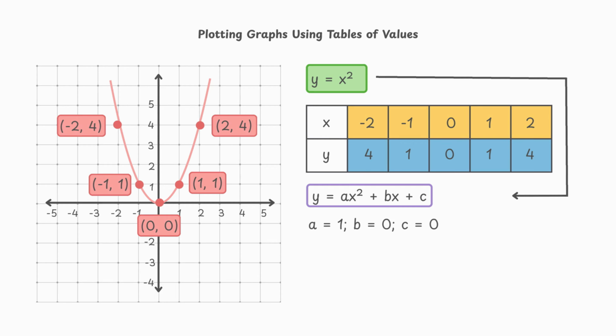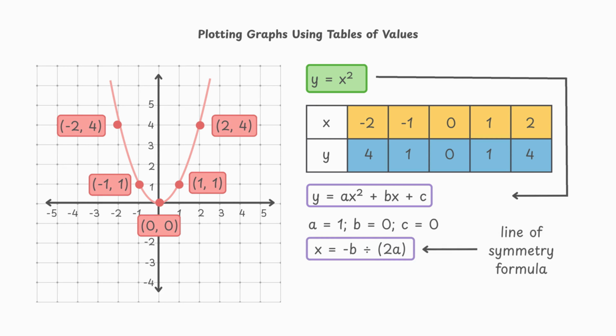Now there is a formula that helps us find the line of symmetry. x equals -b divided by 2a. Substitute the values into the formula. b is 0 and a is 1. So we get x equals negative 0 divided by 2 multiplied by 1. This gives x equals 0. So this confirms what we saw from the graph. The line of symmetry is x equals 0.